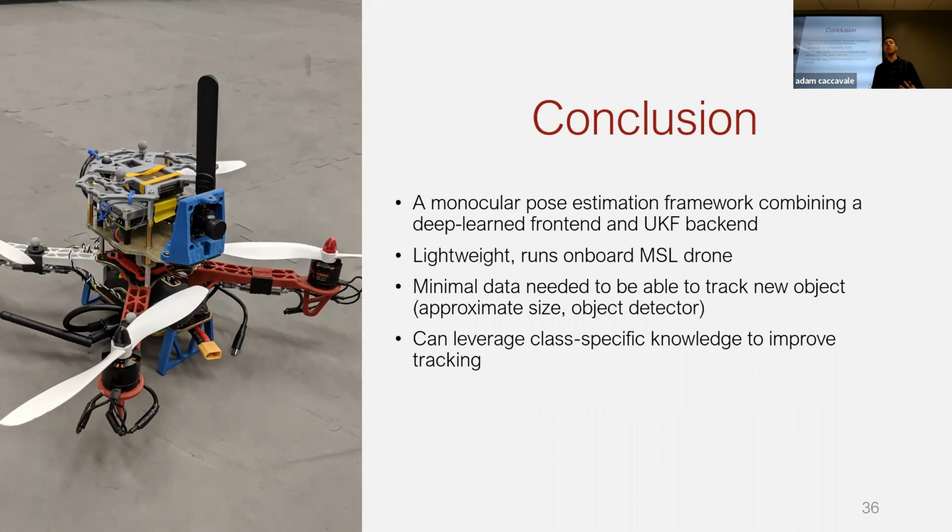But in conclusion, MSL-RAPTOR was a success. We were able to run it on board our robot, and we're able to take advantage of the benefits offered by deep learning and those offered by Bayesian filtering and combine them into a robust algorithm. Very little data is needed to track a new object. Basically, all you need to do is have an object detector that can find that object, which is pretty common. And if not, it's pretty easy to train. In addition to that, you just need to know the size of the tracked object.